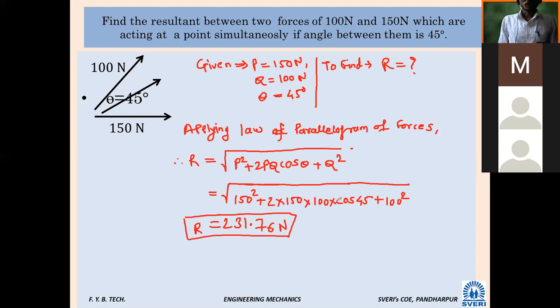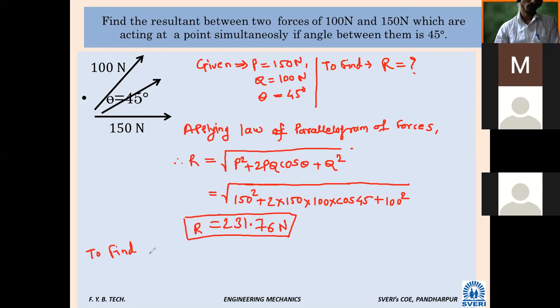Suppose actually it is not asked, is it possible to find out alpha also, the angle made by the resultant? Is it possible? Yes, sir. So if it is not asked, still you can find. Suppose you write a sentence here: to find the angle made by the resultant. Not asked, but for our information we can find. What is the formula we have found out?